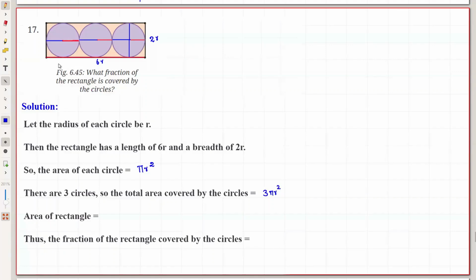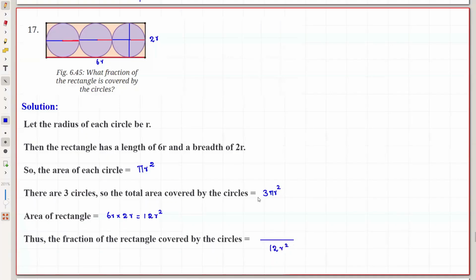Now the area of the rectangle is length into breadth. Length is 6r into breadth 2r, so 6 2s are 12r square. Now the fraction of the rectangle covered by the circle is equal to the area of the circles divided by the area of the rectangle. The area of the rectangle is 12r square.